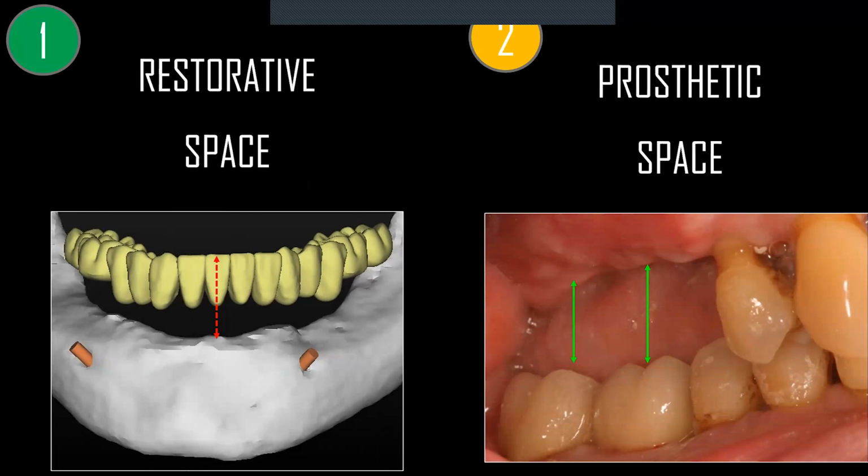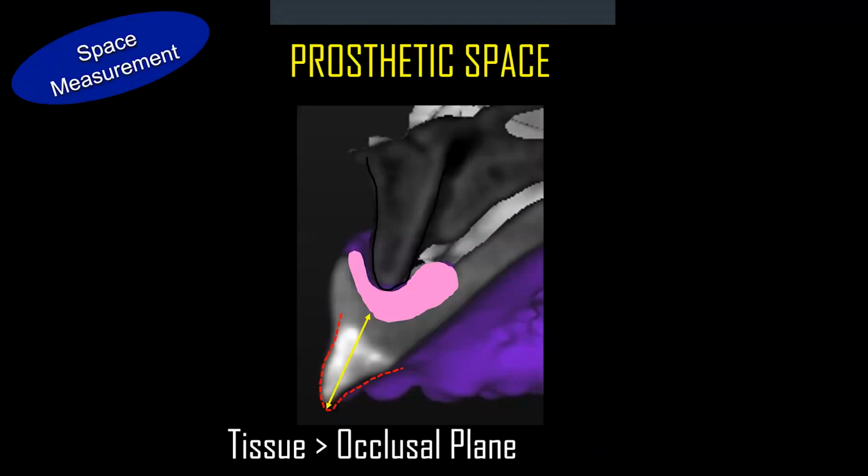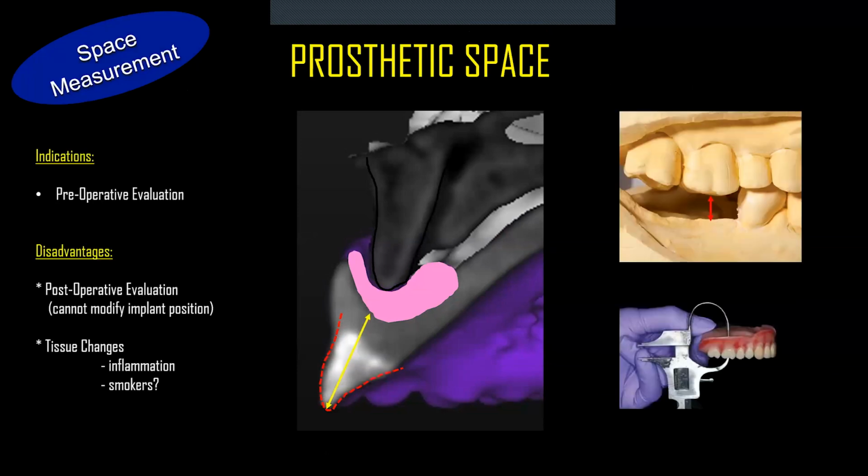If we start here with the difference between restorative space and prosthetic space, they're not interchangeable terms. They both are calculated differently. If we start with prosthetic space, the prosthetic space is a measurement from the patient's tissue to the occlusal plane, whether it's the incisal edge or occluding surface. So we're taking this measure on top of the tissue towards the occlusal plane. Whether you have a master model, you'll be taking it from the stone on the master model towards the incisal edge or occlusal plane, or you'll be taking it intraorally from the patient's soft tissue here.